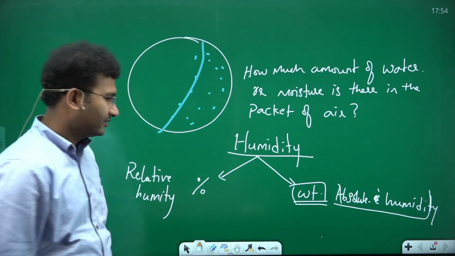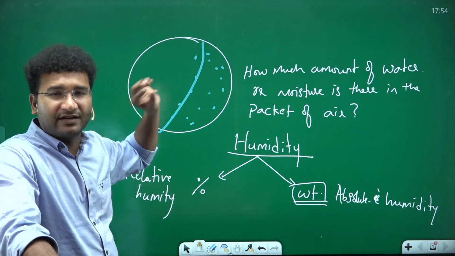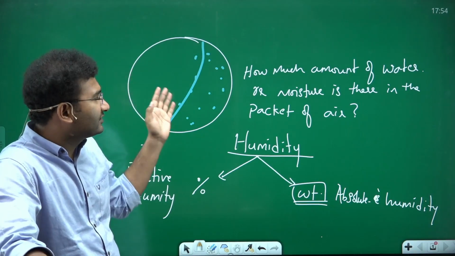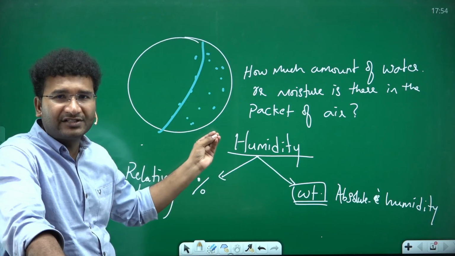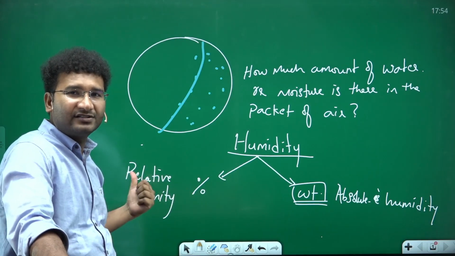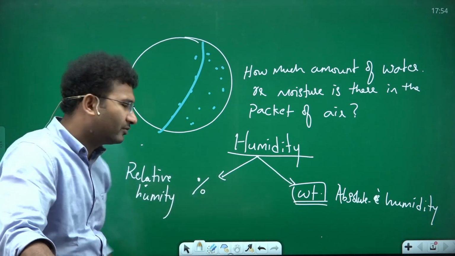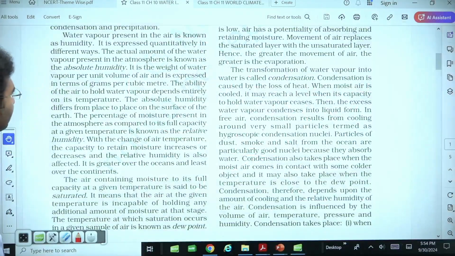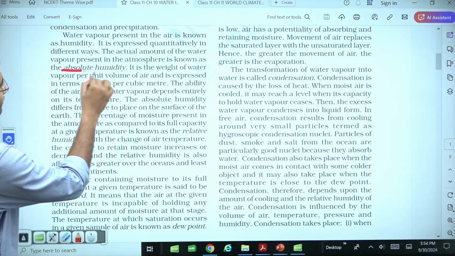Do you understand? When I am measuring how much moisture is present in a packet of air, that is called humidity. Now that humidity can be measured in terms of percentage. When you are measuring in percentage, this is called relative humidity. In terms of weight, that is called absolute humidity. Your NCERT will try to tell you one thing. See here, many students have problems in understanding this absolute humidity.